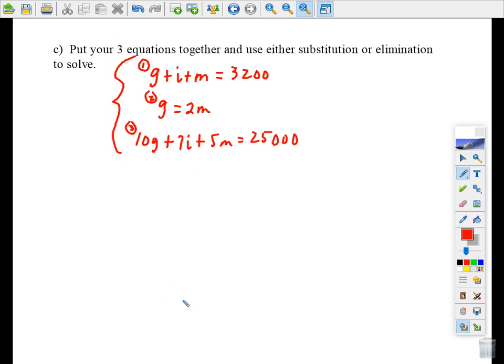And so now you get to decide. It doesn't matter to me which method you choose. I would say this, since we already have a variable solved for, here we have G is 2M, to me, substitution makes sense. So what substitution says is solve for a variable. Well, that's already done for us. And then replace that variable in the other 2 equations. So in equations 1 and 3, I'm going to replace G with 2M.